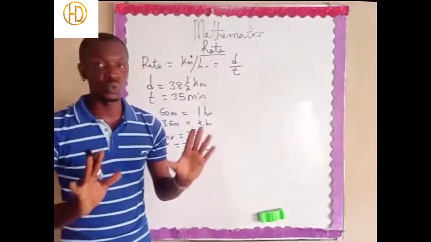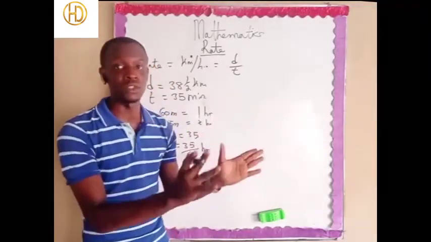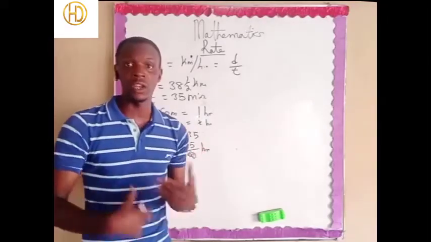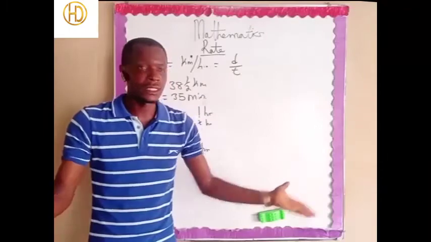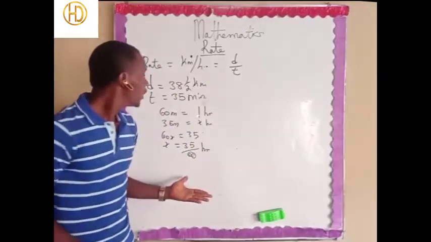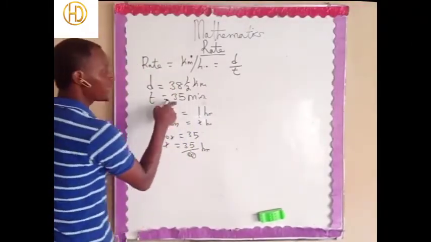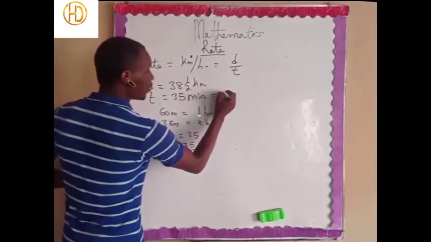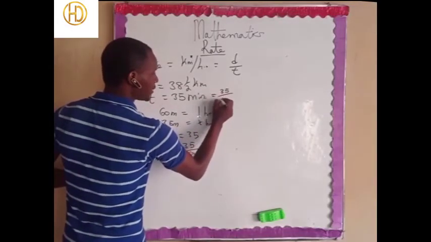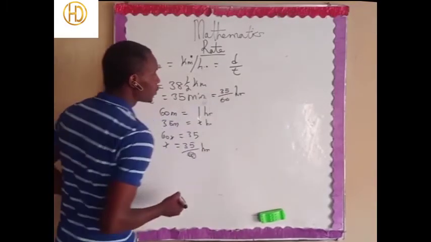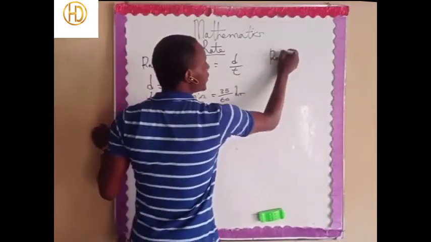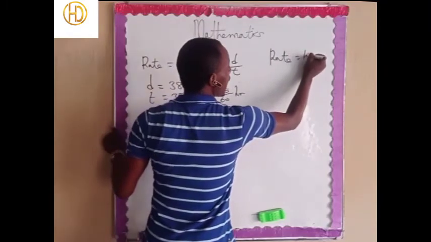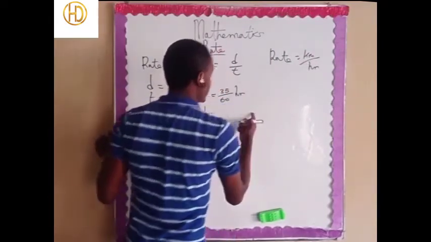I don't want to go straight, but I just wanted to explain to you in case you come across any other question like this, in physics, chemistry, or further maths. This is just the way you do that. So this 35 minutes equals 35 over 60 hour. From there, come back to my rate. Rate equals kilometer over hour, right?